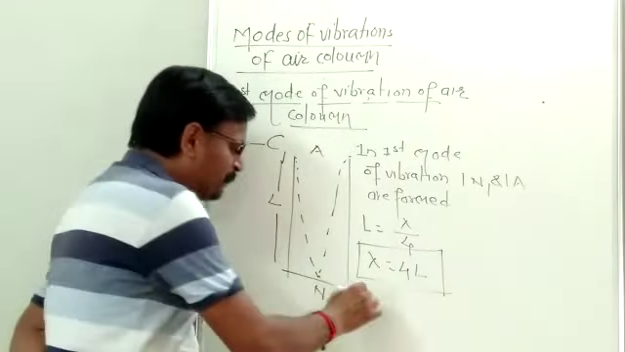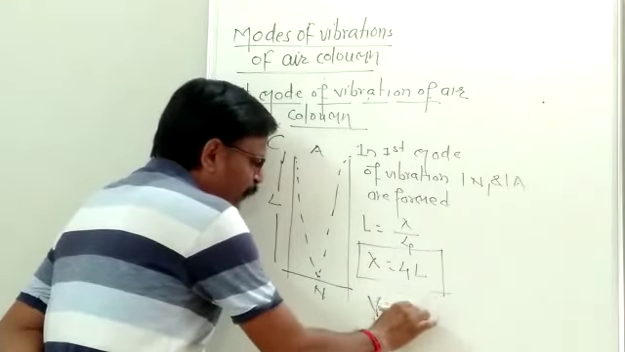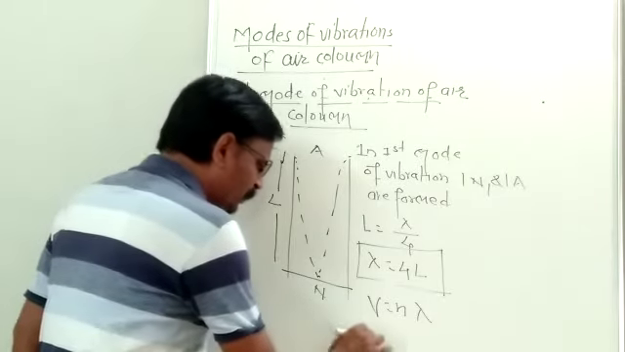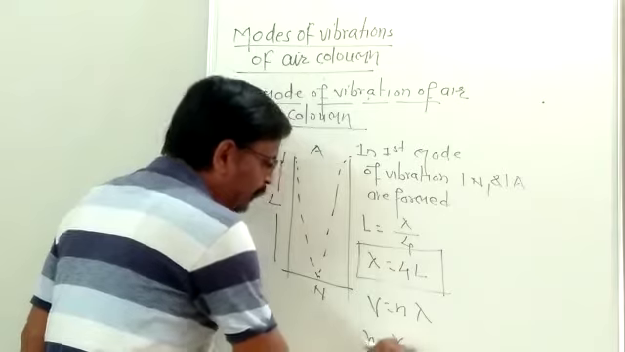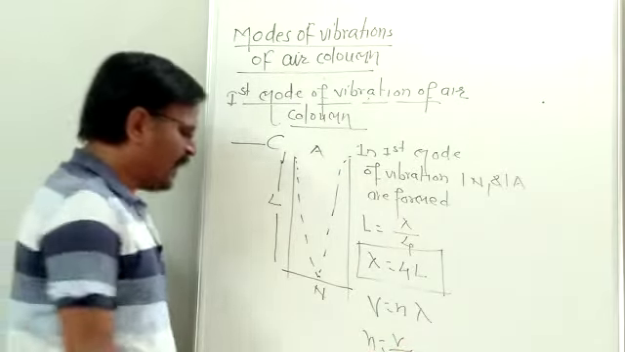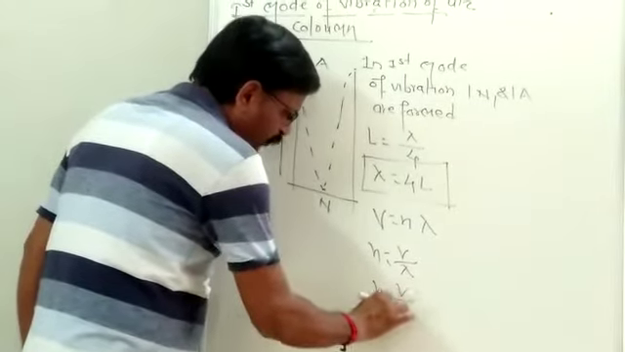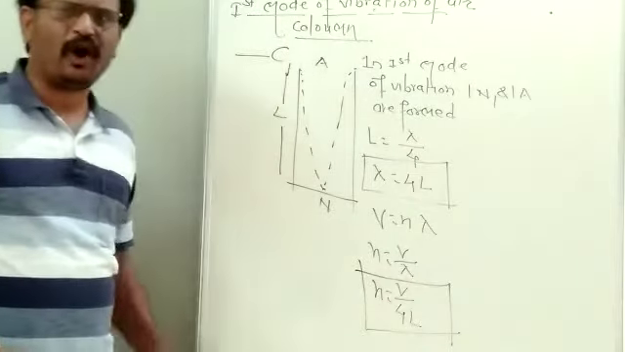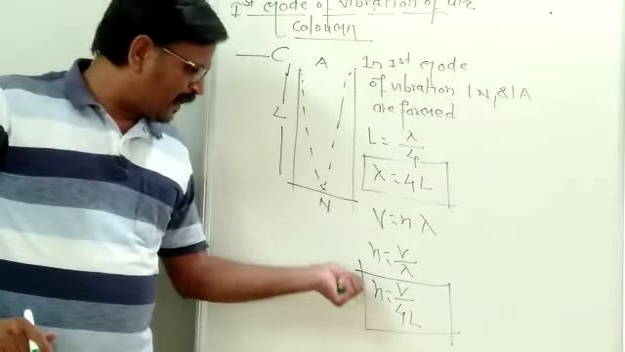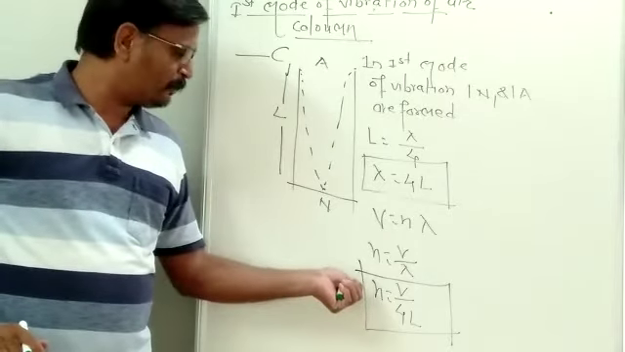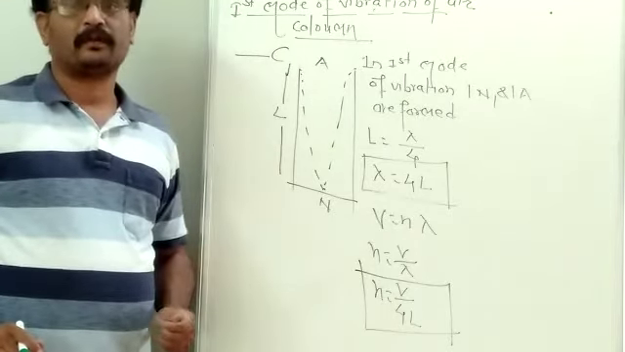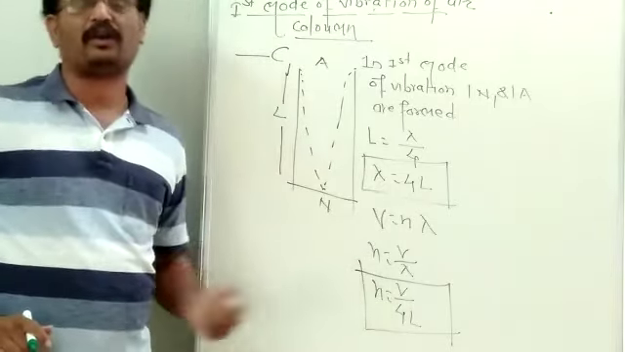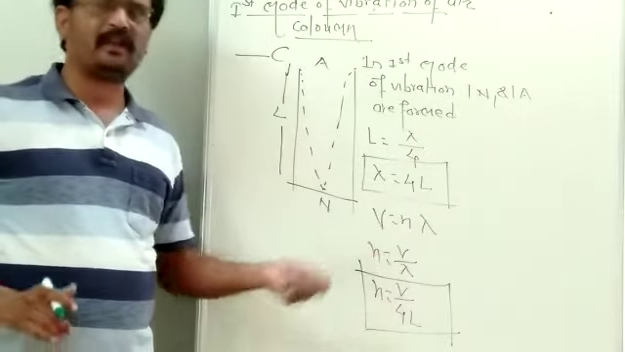But as we know, the relation between velocity, frequency and wavelength is V equals n lambda. Then n is equal to V upon lambda, so I may write n equals V upon 4L. This is the expression we have got. This is the fundamental frequency with which the air column gets vibrated. This is the lowest frequency of the vibrating air column. This is the fundamental frequency of the vibrating air column. n is equal to V upon 4L.